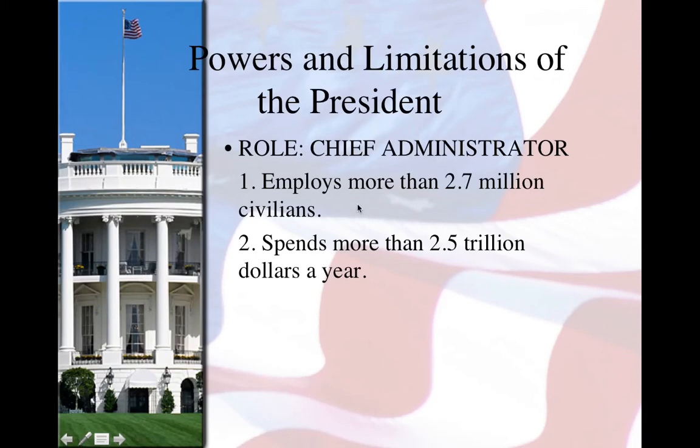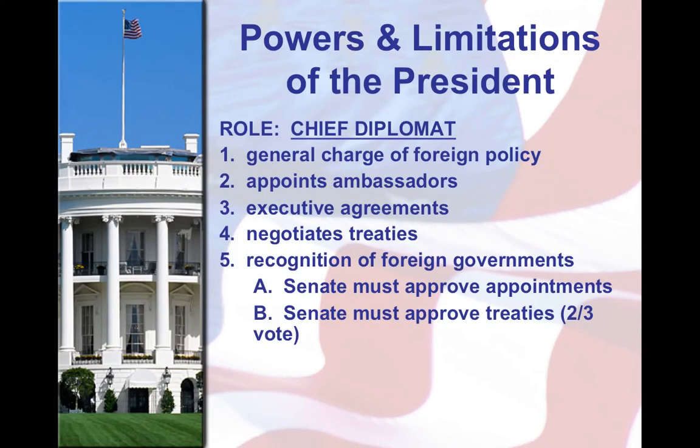The powers and limitations of the president. As chief administrator, he employs more than 2.7 million civilians and spends more than $2.5 trillion a year. As chief diplomat, he is in charge of foreign policy, appoints ambassadors, makes executive agreements, and negotiates treaties among other countries. Recognition of foreign governments, which the Senate must approve, and the Senate must approve treaties by a 2/3 vote. Another example of checks and balances, where the president just can't sign a treaty. He must have the approval of the Senate through a 2/3 vote.